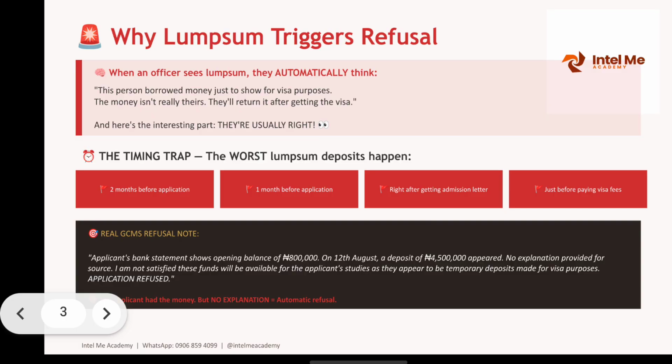So let me give you an instance now. An applicant's bank statement shows an opening balance of 800,000 naira on the 12th of August. Then suddenly a deposit of 4.5 million naira appears without explanation. Do you get it? So the visa officer had to refuse it because the funds appear to be temporary, it's unexplained, and it looks like it was just put there for the visa. So you want to avoid that same pattern that they've seen and they've been refusing. You want to make yours believable. You want to explain beyond doubt so you get your visa approved.